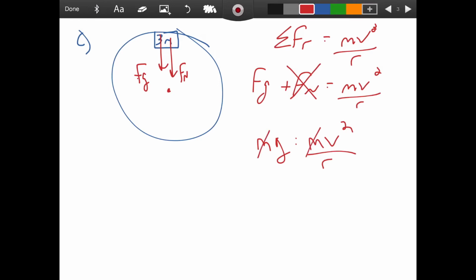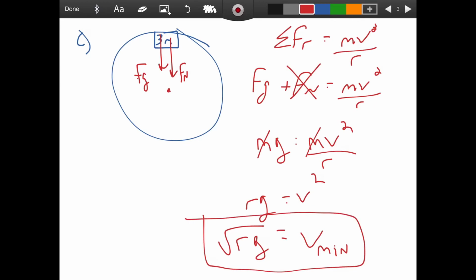So we'll rearrange. We get rg equals v squared. So v, or the v min, is equal to the square root of rg. And there we have it.